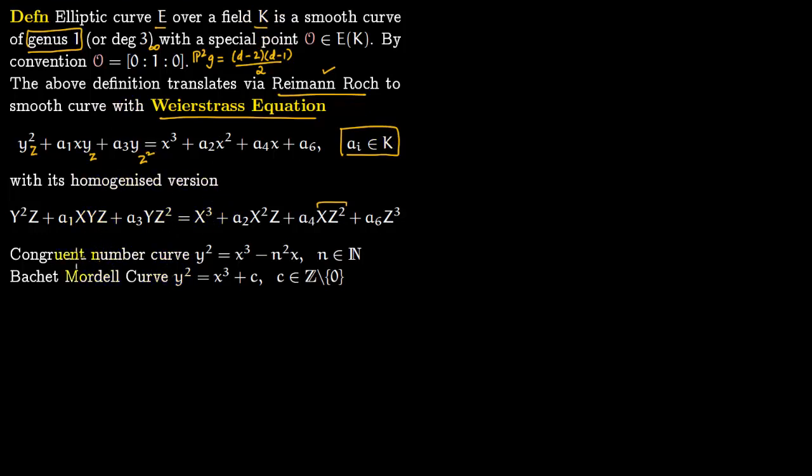So let us see some examples. Two examples which we are going to see: number one is this congruent number curve, which is y square is equal to x cube minus n square x, where n is a natural number. Second example is this Bachet model curve, y square is equal to x cube plus c, where c is a non-zero integer.